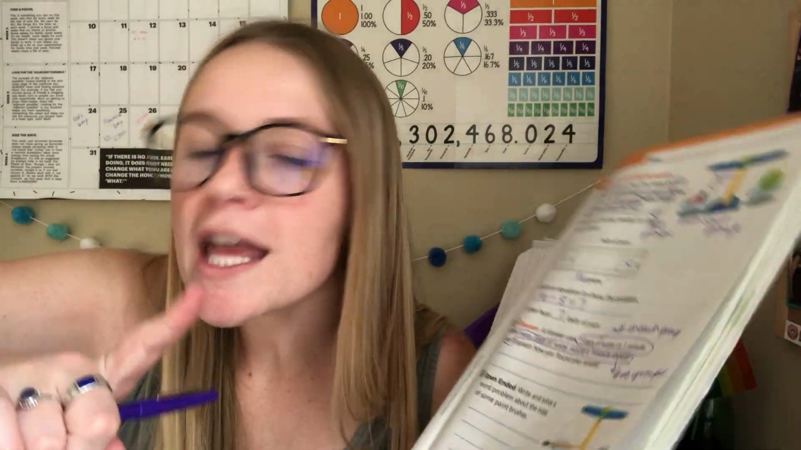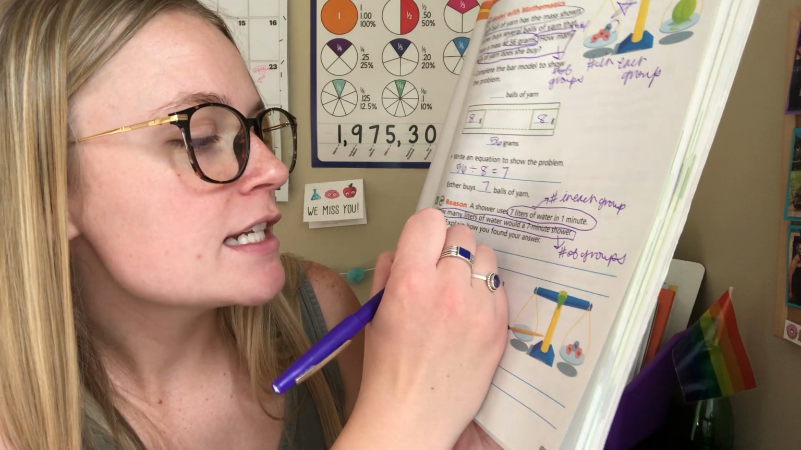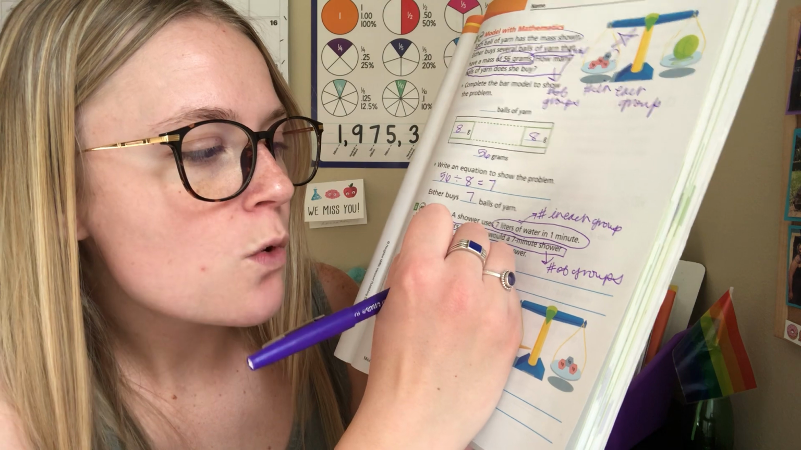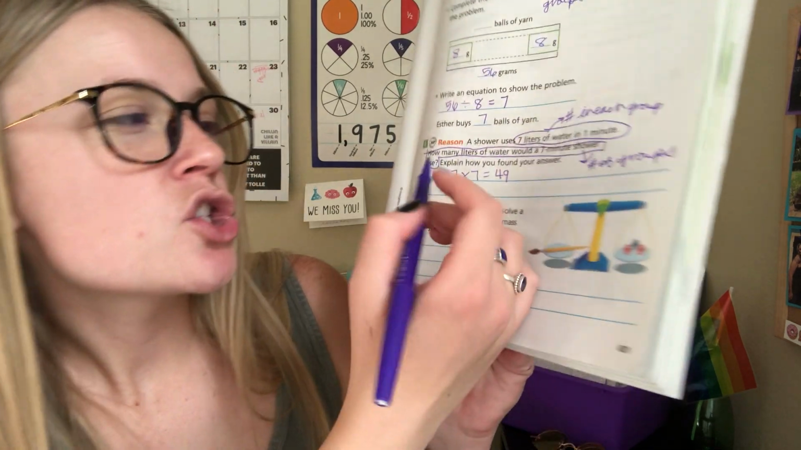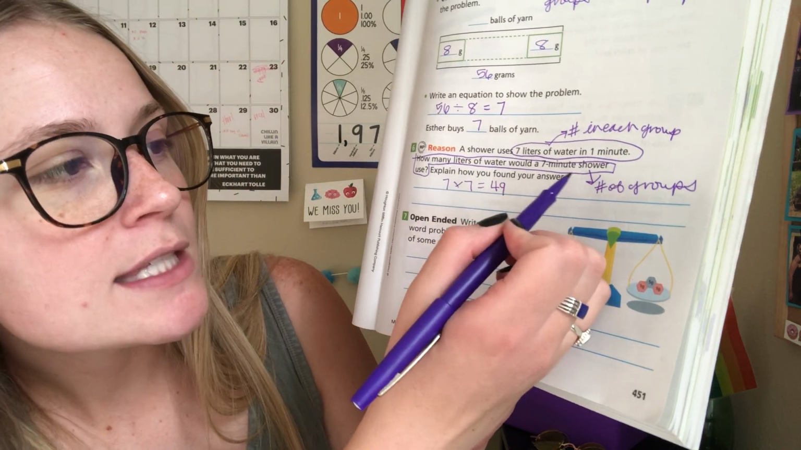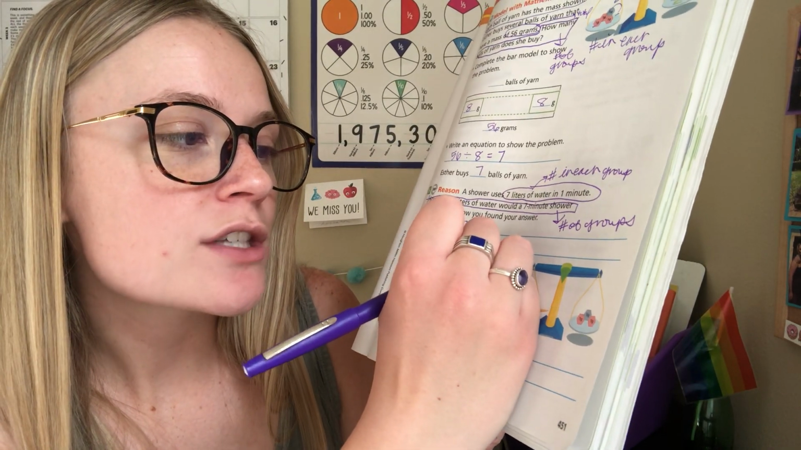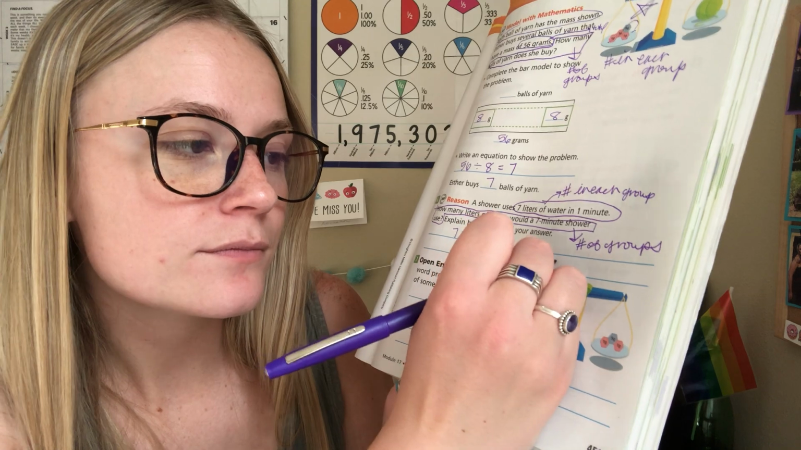So if I know my number of groups, I know my number in each group, I'm trying to find the total. That is multiplication. So I'm going to do 7 times 7. Oh, doubles fact. 7 times 7 is 49. So how many liters of water would a 7-minute shower use? 49 liters of water. And then you'll explain how you found your answer.